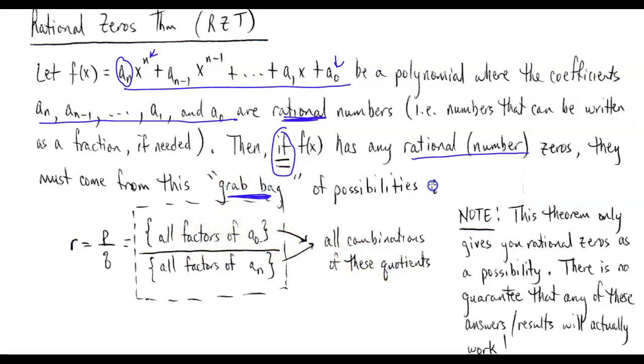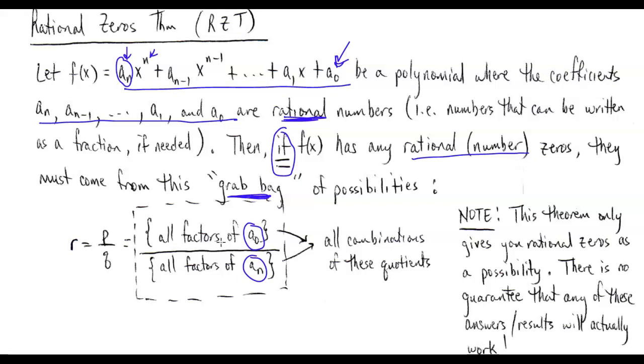And how we get it is we essentially say, what are all the factors of our constant term here? And we're going to divide that by all factors of our leading term here. And when we do this, we're going to do all combinations thereof of these numbers. And so that produces our list. Once we have our list together, then we just try them out.